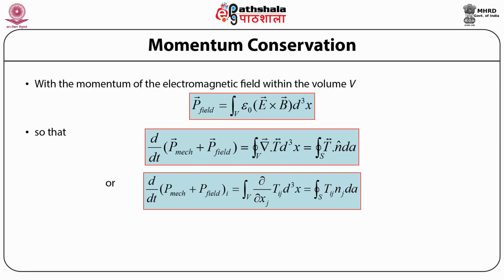And then again, using Gauss's divergence theorem, we can rewrite the volume integral into the surface integral for the Maxwell stress tensor, and the result is given as the surface integral over the closed surface having area element dA, Maxwell stress tensor capital T subscript i j times the surface area unit vector n subscript j.